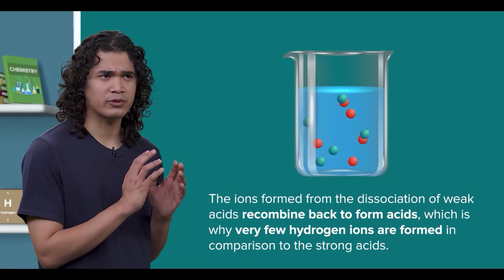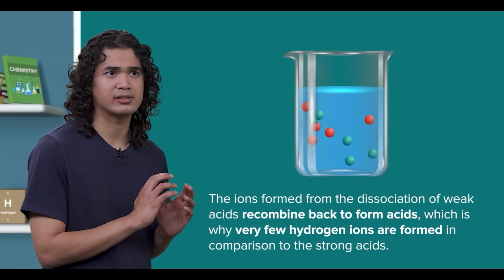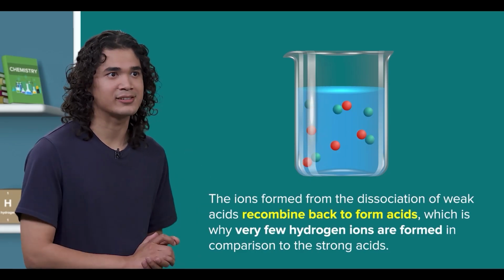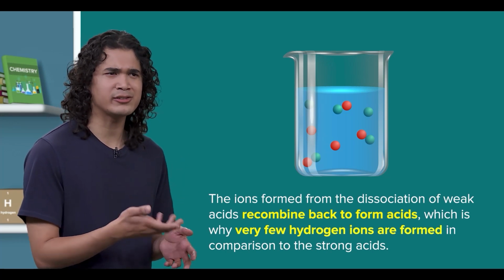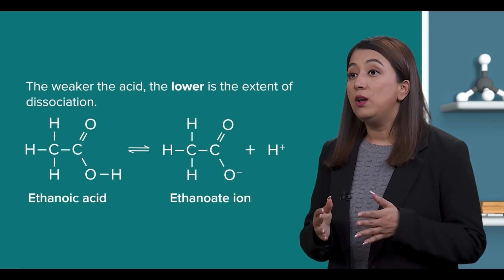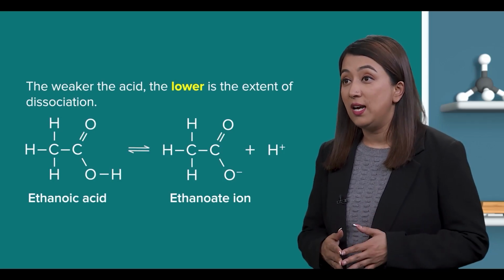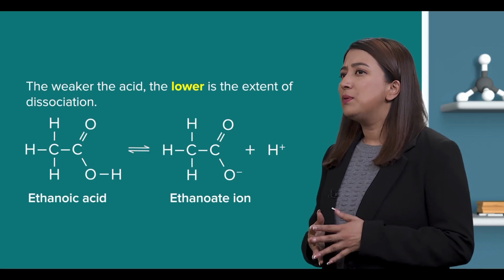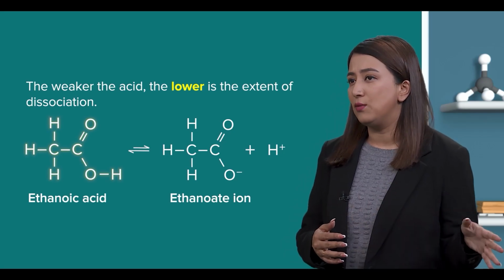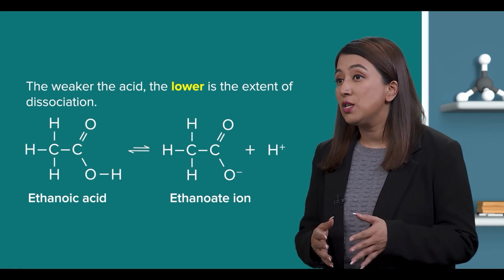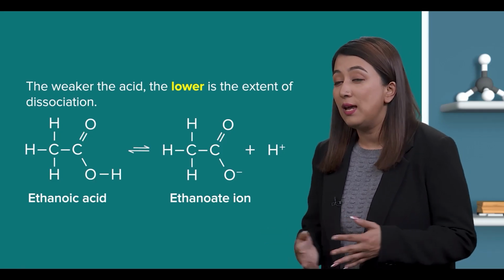So the ions formed from the dissociation of weak acids recombine back to form acids, which is why very few hydrogen ions are formed in comparison to the strong acids. Indeed, the weaker the acid, the lower is the extent of dissociation. That is to say, the position of the equilibrium lies more towards the left side of the reaction, and the concentration of hydrogen ions is also less.